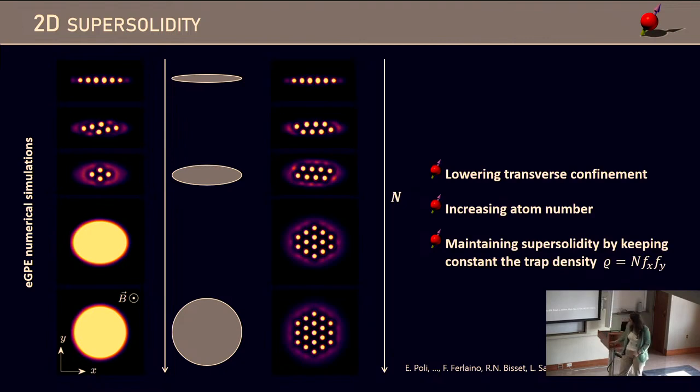If instead, in addition to releasing the transverse confinement, you also load more atoms inside the traps, you also increase the atom number, and in particular, if you keep constant this parameter here, that is a measure of the trap density, so if you keep constant the density of atoms inside your trap, you manage to maintain the supersolidity crossing the 1D to 2D structural phase transition and eventually end up with this nice state with 19 droplets in a circular trap.